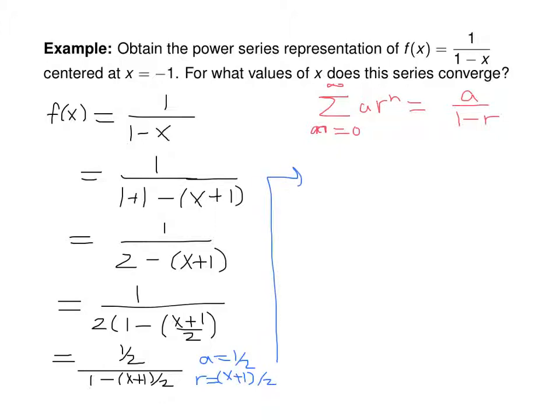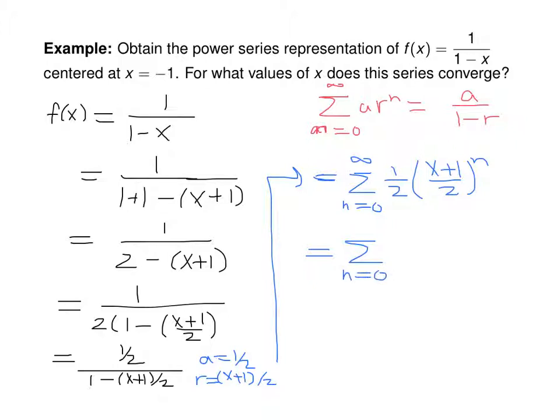So this can be written as the sum from n equals 0 to infinity, 1/2 times x plus 1 over 2, all to the nth, which is the same thing as the sum from n equals 0 to infinity, x plus 1 to the n over 2 to the n plus 1. That's because we have a 2 to the n in the denominator multiplied by another 2, which is 2 to the n plus 1 power.